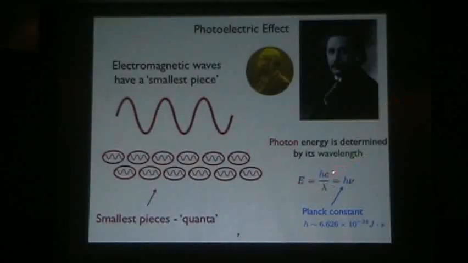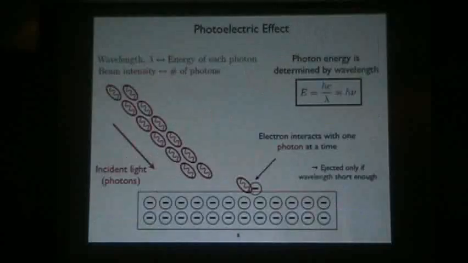So this constant here is the speed of light that we encountered last time, and we've had to introduce a new constant of proportionality with some units, and this thing is called the Planck constant, related to these observations of black body radiation that motivated Einstein to have this whole story in the first place. So he said, okay, let's suppose the photon energy is determined by its wavelength, and this can explain the photoelectric effect. And why is that? Because the wavelength determines the energy of each photon. And the intensity of the beam is just telling us about how many photons there are.